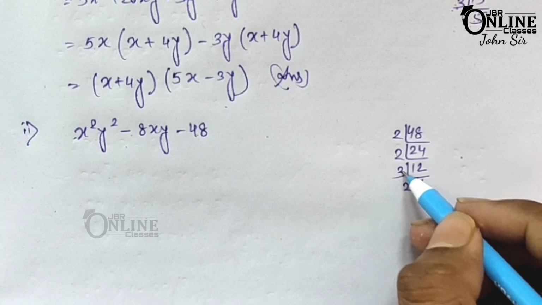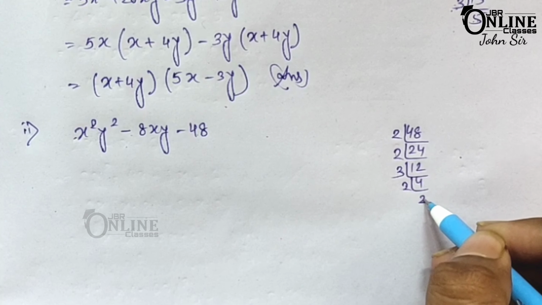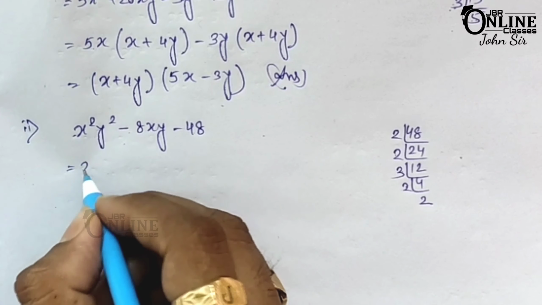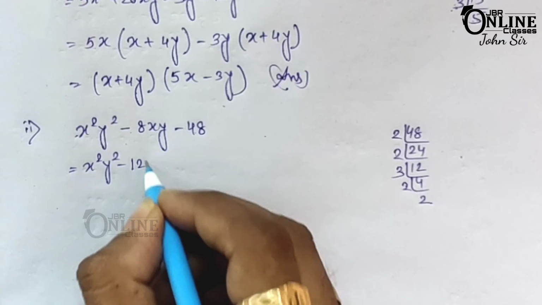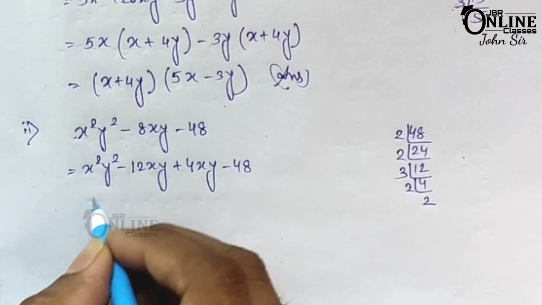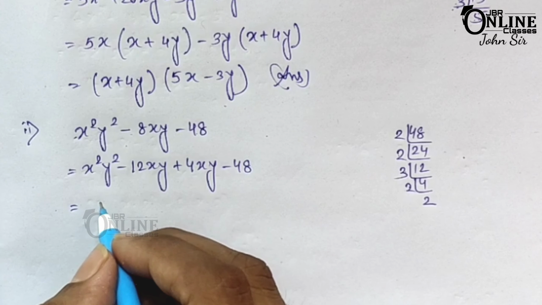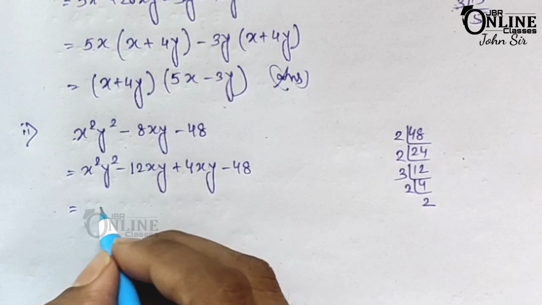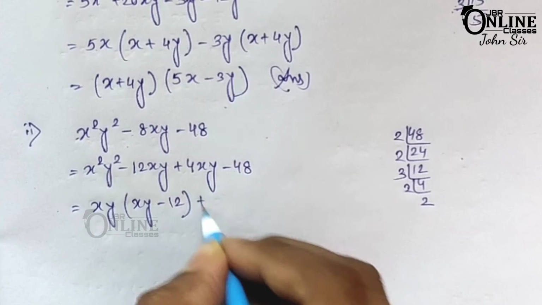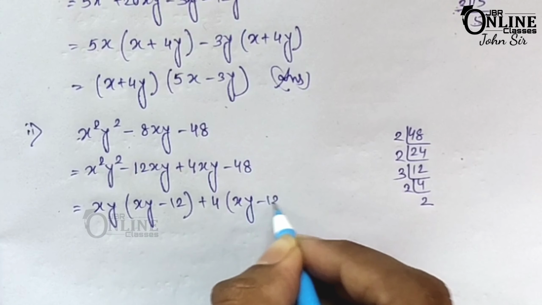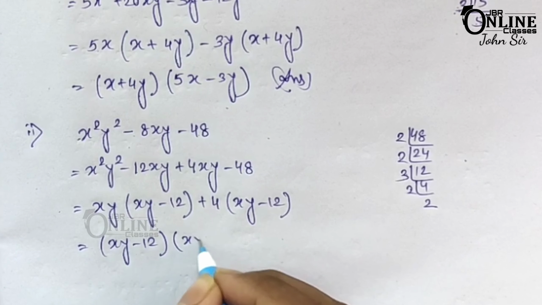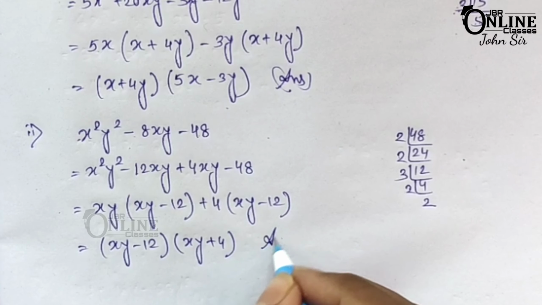Okay, so here 3 into 2, 6, 6 into 2, it's 12. Now 12 minus 2 into 2. So 12 minus 4, it becomes 8. So x square y square minus 12xy plus 4xy minus 48. So from the first two terms you have to take xy common, so it becomes xy minus 12, and here 4 will be common, so xy minus 12. So the final answer will be xy minus 12 and xy plus 4.